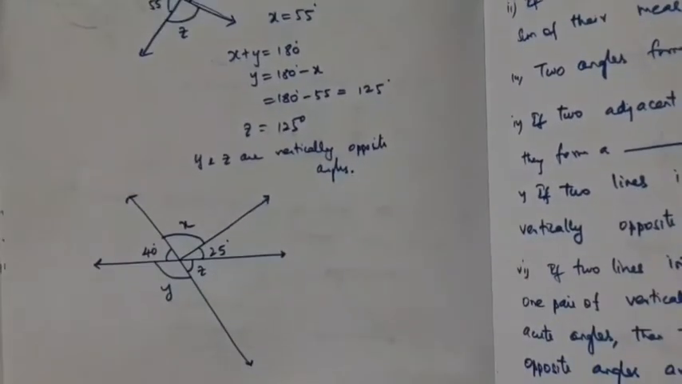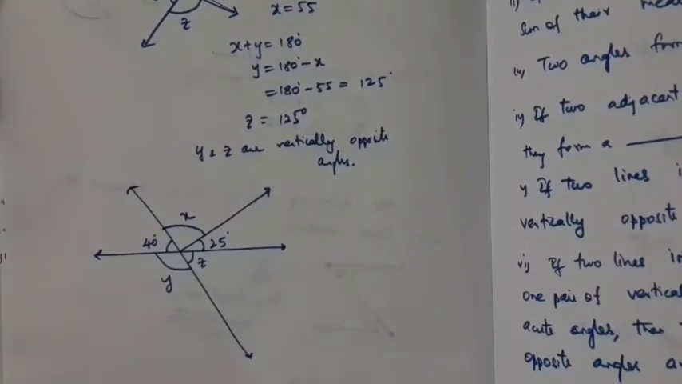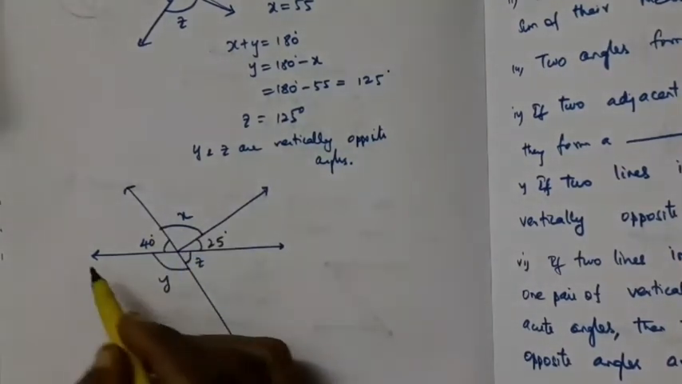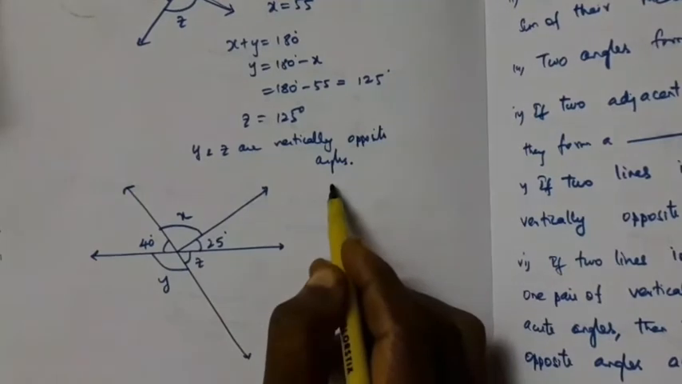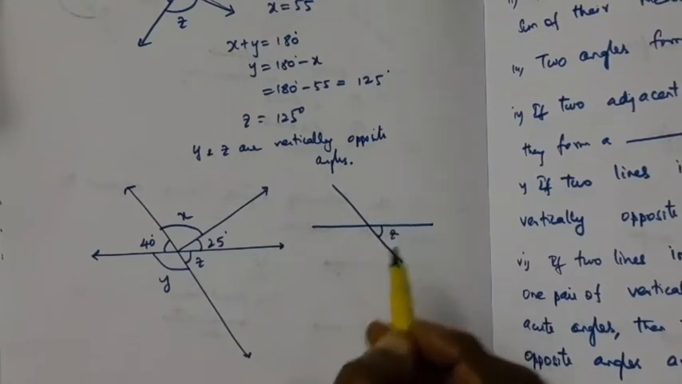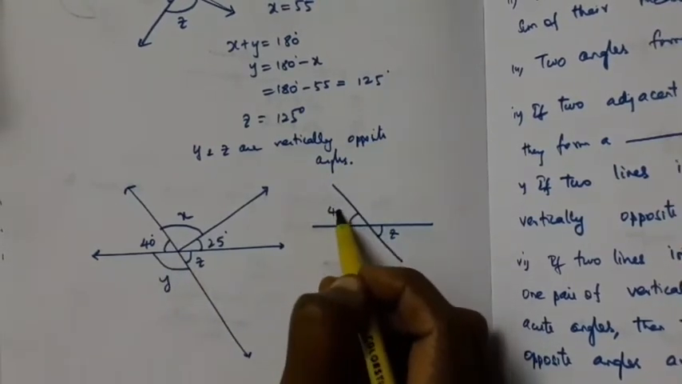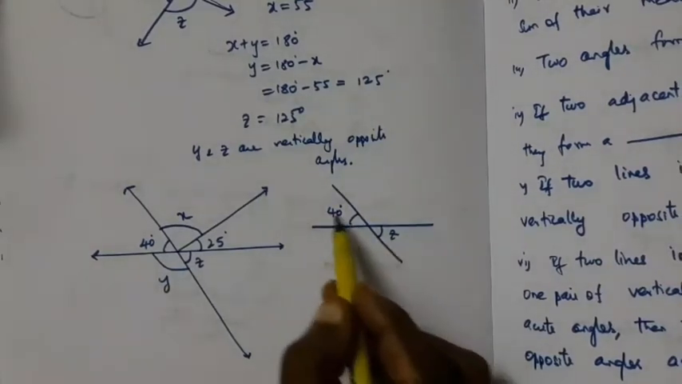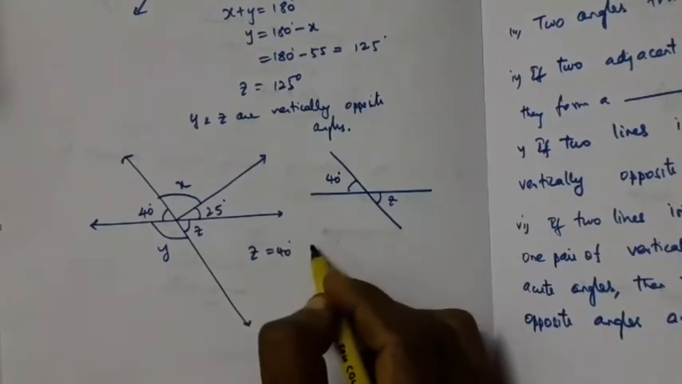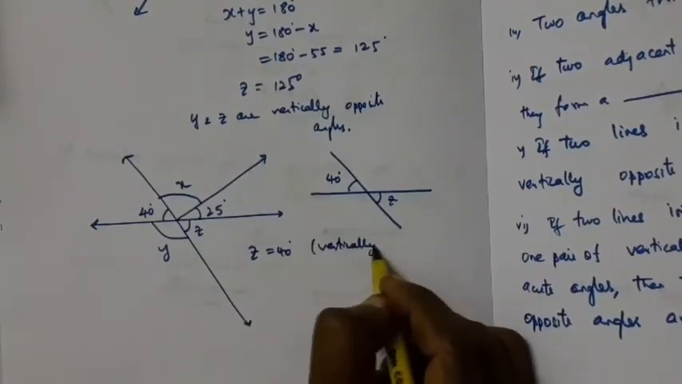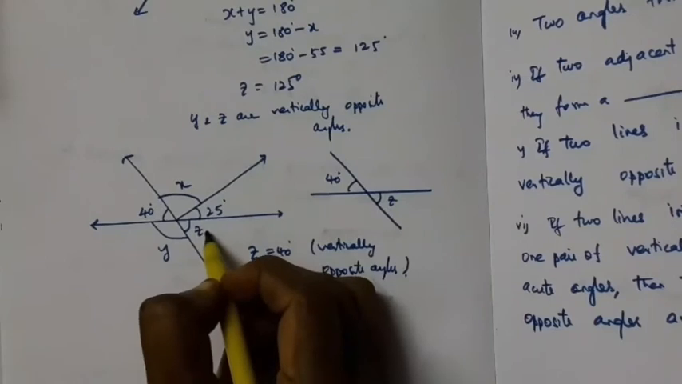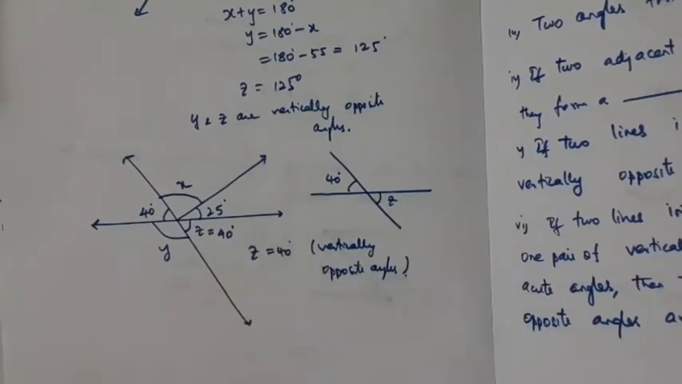Okay. The next question is, you have to find what x, y and z are. Here from this we can see this is a straight line and this is another straight line. If you want, you can draw it separately. Okay, this point is z and this point is 40. So these are vertically opposite angles. So I can write z is 40. Why? Vertically opposite angles. So this angle is 40.